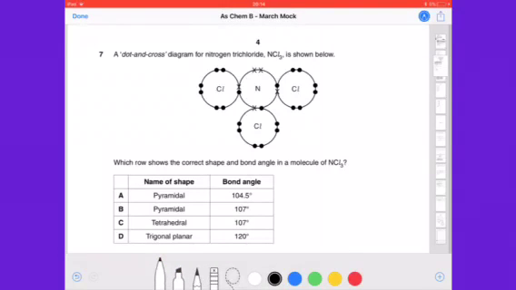Okay, moving on to question 7. This here is NCl3. As you can see from the diagram, it has 3 bonded pairs of electrons. Those bonded pairs are located here, here, and here. It also has a lone pair, and that lone pair is at the top. Remember that lone pairs do repel more than bonded pairs of electrons. If you have 4 pairs of electrons, the bond angle is 109.5, minus 2.5 for every lone pair that you have. So if you take 2.5 away from this, you end up with 107 degrees.